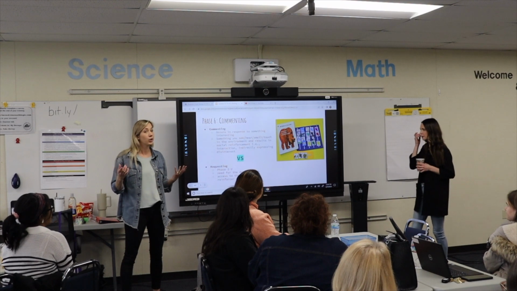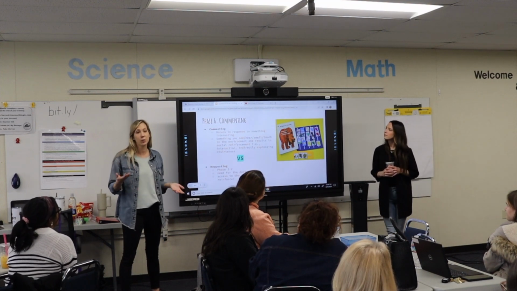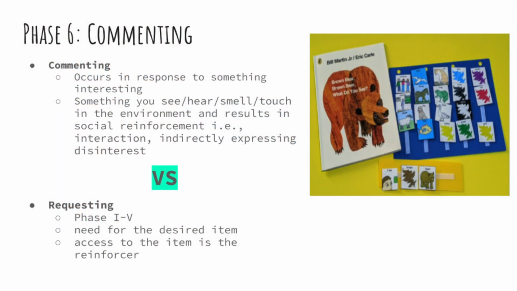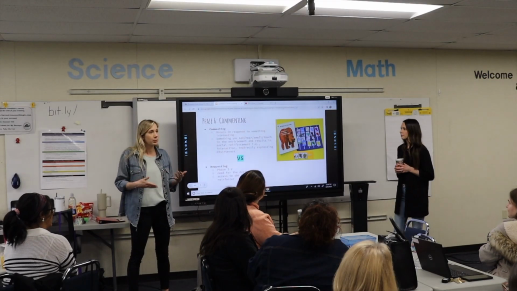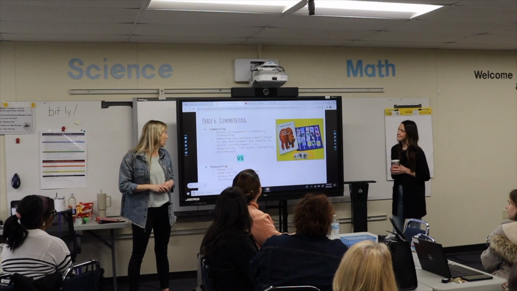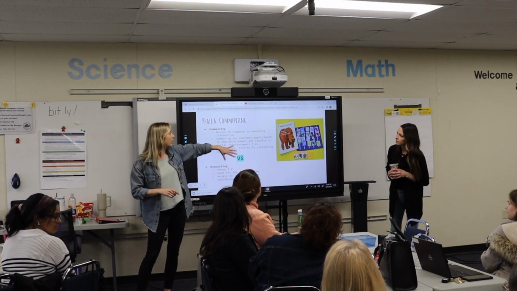They're not getting anything when they give you the icon, they're just trying to simply communicate with you. So the commenting phase is going to bring in the I see, I hear, I smell, those sentence starters. So it occurs in response to something interesting. So you can see, hear, smell, touch in the environment and result in social reinforcement. So that's when you're going to try to communicate with them like, oh yeah, you're right, I do smell the tree, etc. And like I said, 1 to 5 was just requesting, so now we're commenting.